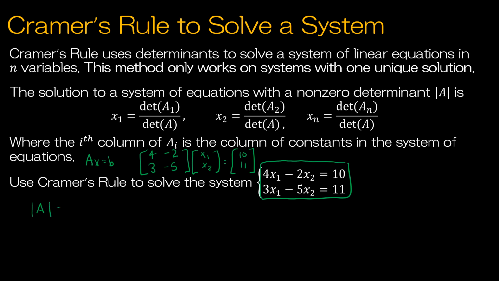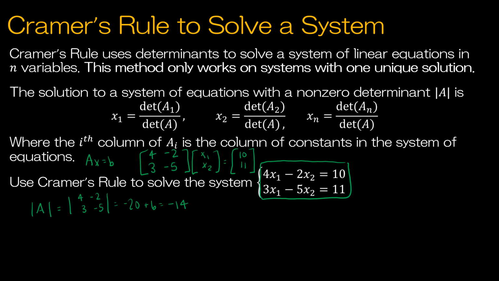So the determinant of A is just the determinant of our original matrix, 4, -2, 3, -5. And that gives me 4 times -5 is -20, minus 3 times -2, so minus -6 or plus 6, gives me -14.